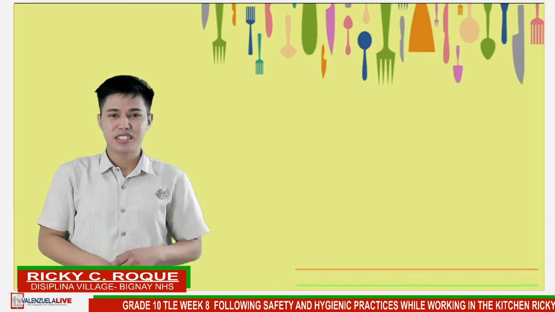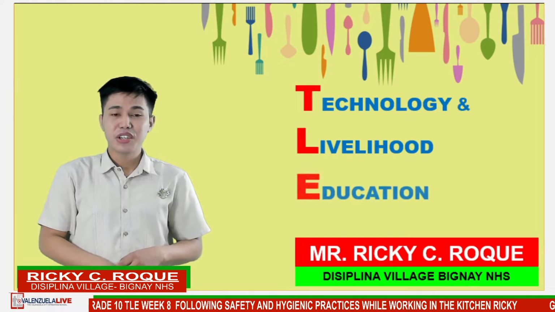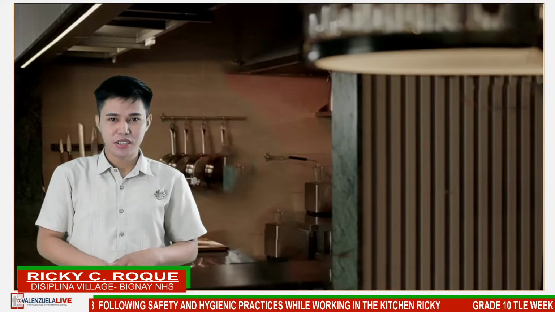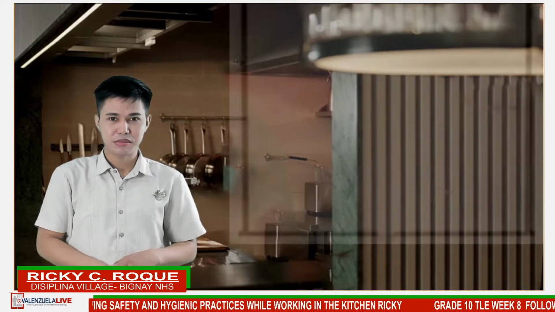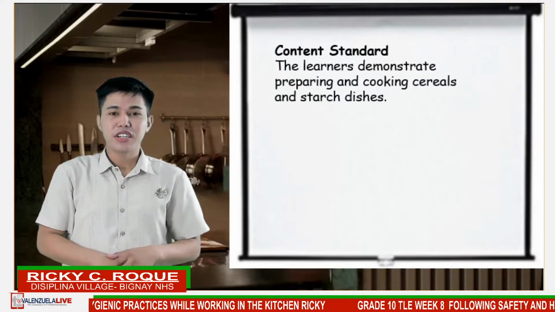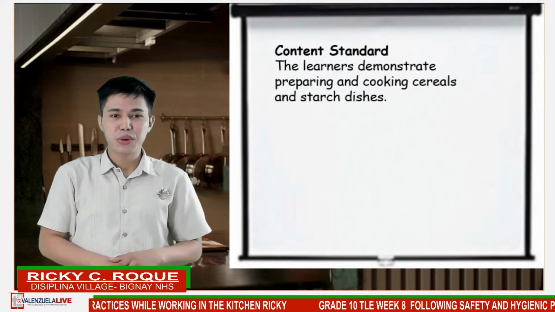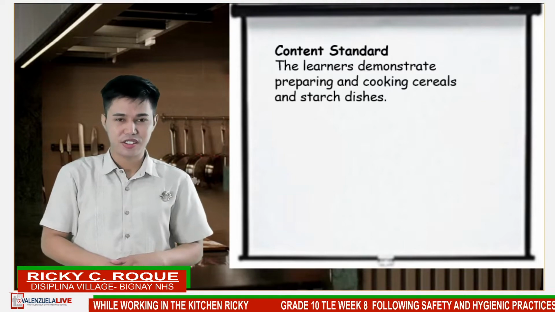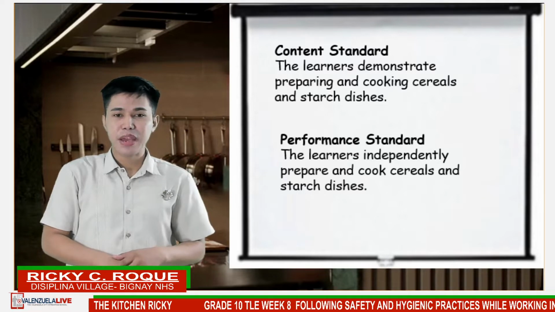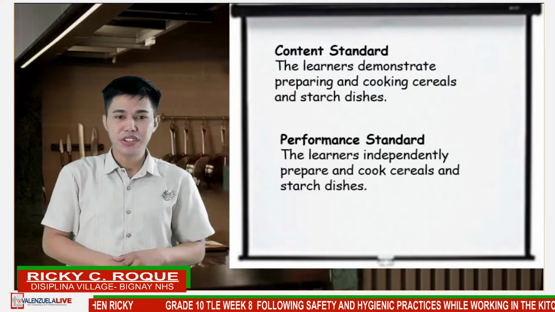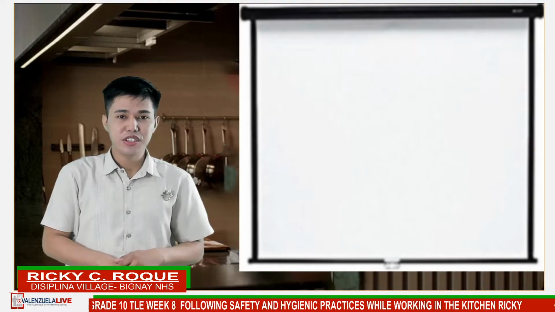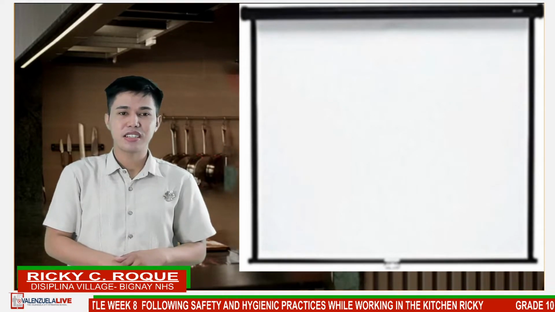To start the lesson, allow me to give the content standard, performance standard, and the specific objectives for today's lesson. For the content standard, the learners demonstrate preparing and cooking cereals and starch dishes. For the performance standard, the learners independently prepare and cook cereals and starch dishes. Our lesson is based on the learning competency.